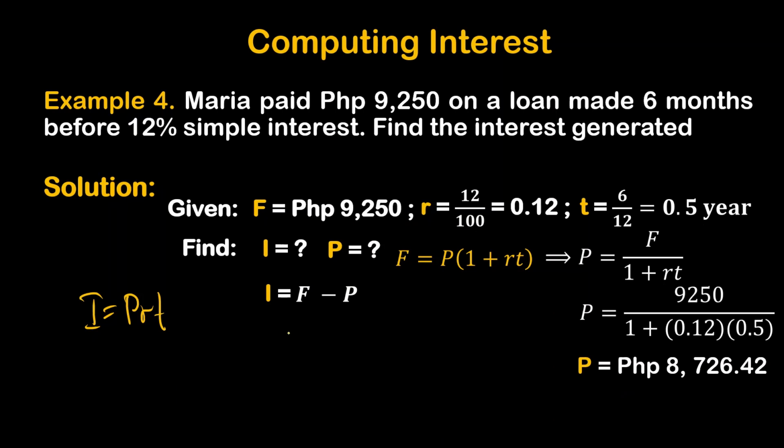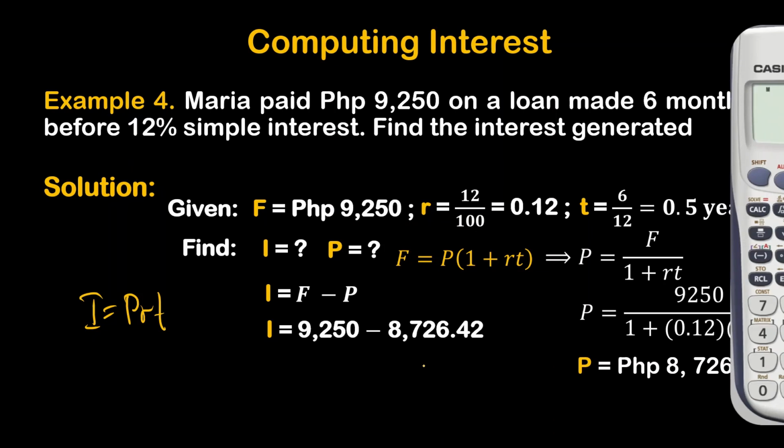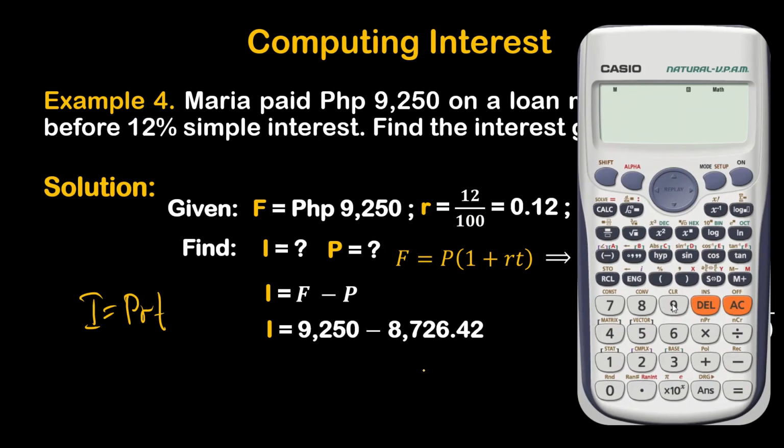So, again, to compute the interest, ito yung gagamitin natin. So let's just simply plug in the value of F and the P. So, ang value ng F natin is equal to 9,250 minus 8,726.42. Then, i-plug in natin yan sa calculator. Let's see kung anong answer natin. So, we have here 9,250 minus 8,726.42. Okay, then let's get the decimal form of this one.